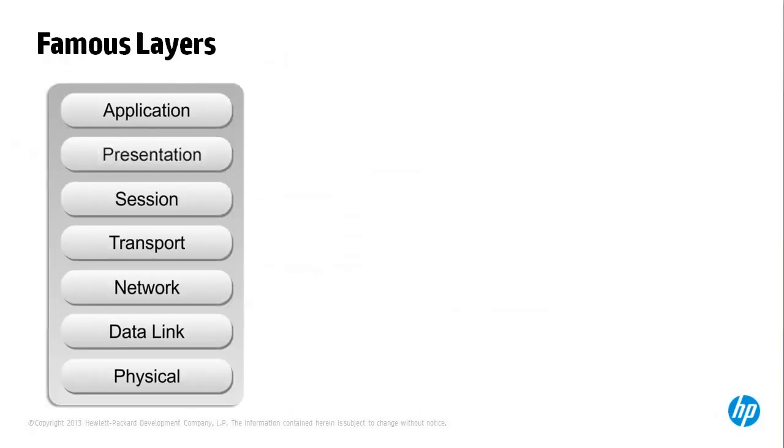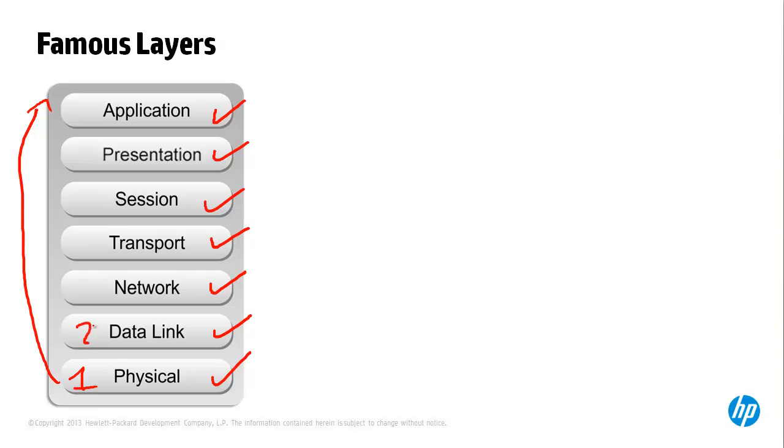Now, the OSI model consists of 7 layers, with the advantage that each layer is independent of other layers. The layers of the OSI model, starting from the top, or layer 7, are application, presentation, session, transport, network, data link, and physical. Physical being layer 1. When discussing the OSI model, we typically explain and reference it from the bottom up. So layer 1, layer 2, 3, 4, 5, 6, and 7.